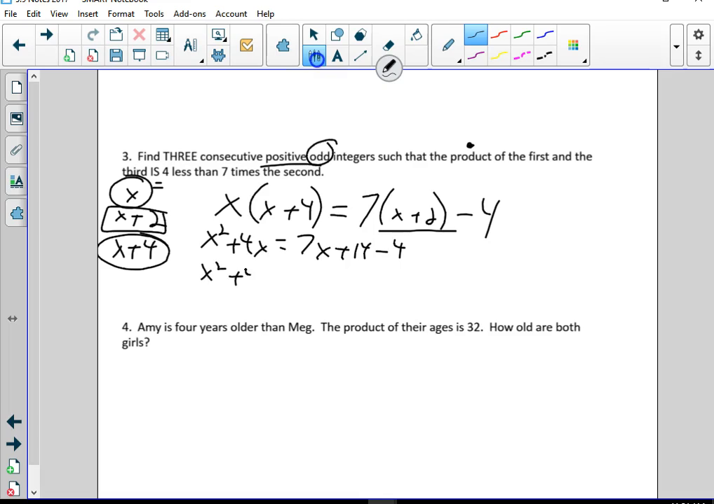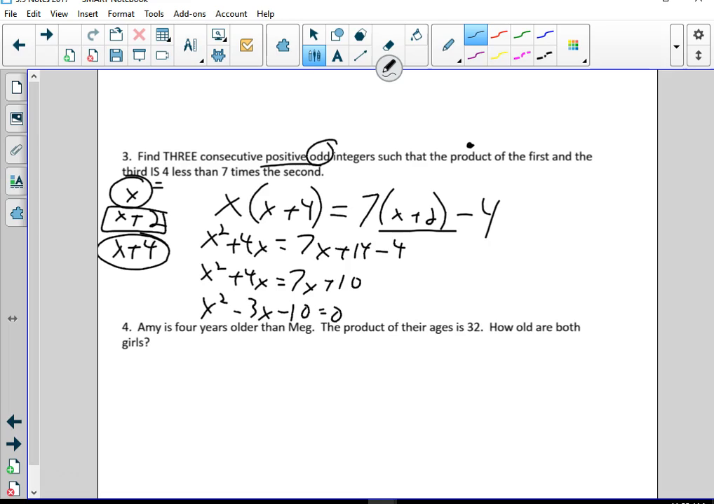Combine like terms, 7x plus 10. Now, since I have an x squared, and I can get 3 terms, I need to move everything over to the left. So I'm going to subtract 7x, which is going to give me minus 3x. And I'm going to move over the 10, which is minus 10.